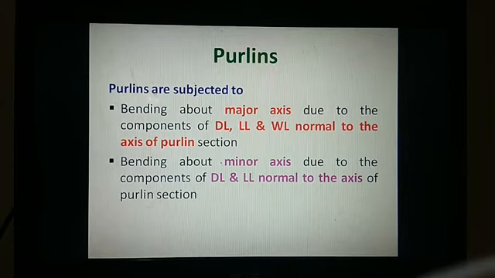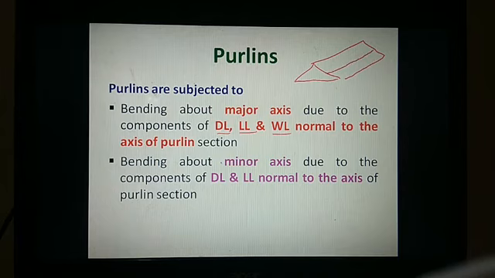Let's come to the purlin. What do you mean purlin? Purlin is a beam which has a bending action about a major axis. So purlins are to be designed for components like dead load, live load, wind load, which is normal to the axis of the purlin. So this is how purlins are going to be designed. And what do you mean purlin? Purlin is a beam which is going to support the main two truss top chord members.